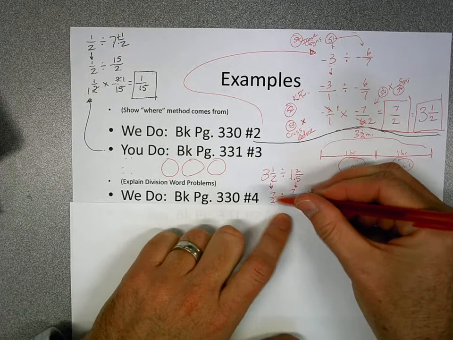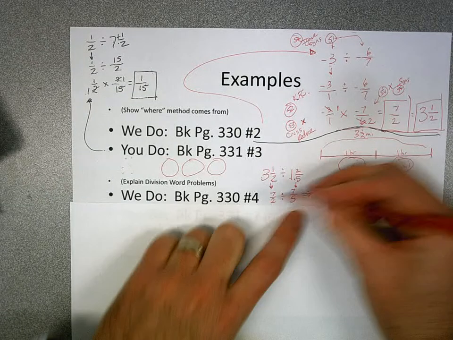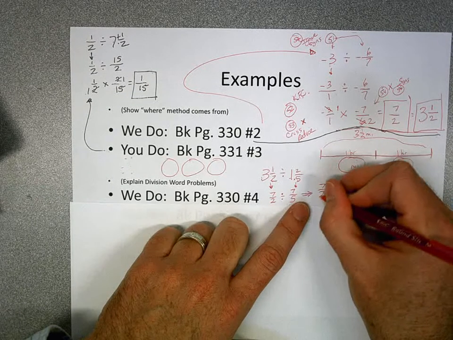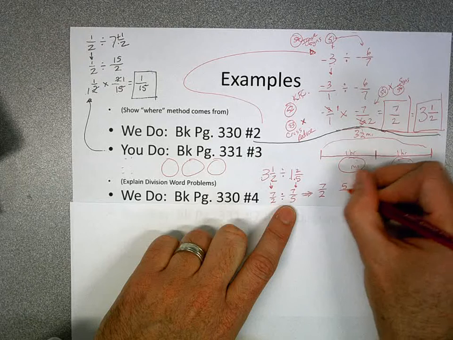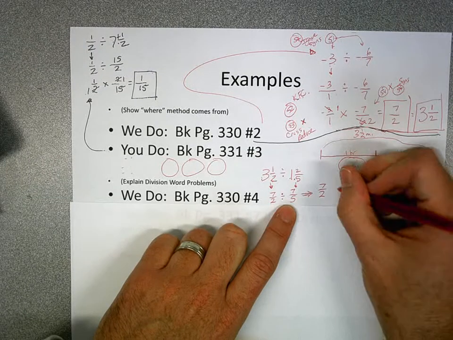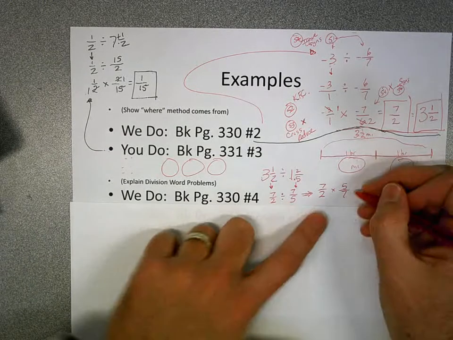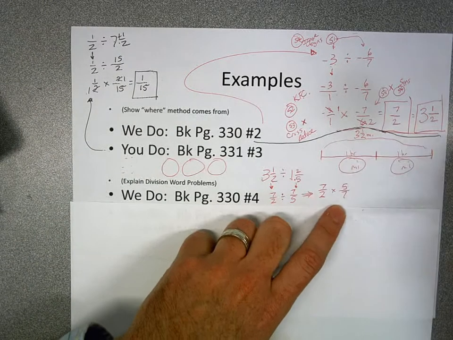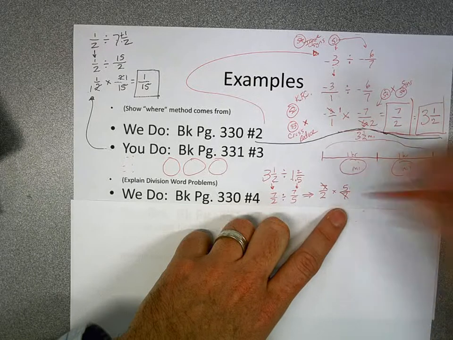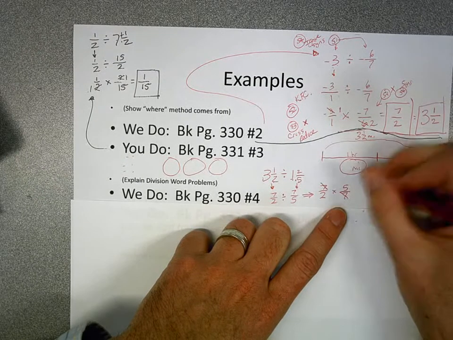7 halves divided by 7/5, KFC. I'm going to go ahead and keep the first, flip the second to write the reciprocal of 5/7, and I'm going to multiply. Now I'm going to cross reduce. In this case, look at this, 7 and 7. They basically cancel out because they both are divided by 7 to give us 1.